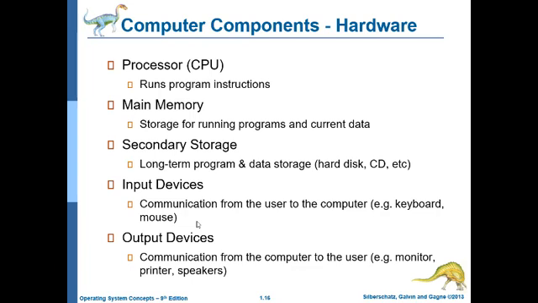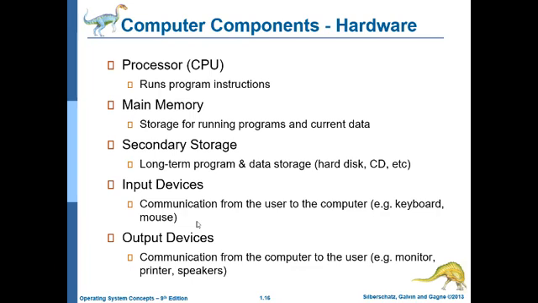Then you have main memory. In main memory, what you can see is that it is storage for running programs and current data. What are running programs? When you install a program into a computer system, actually it is stored in the secondary memory. After main memory, we have secondary memory. So when you copy or install a program into a computer, it is actually there in the secondary memory. It is stored permanently. If you delete it or uninstall it, then it will be removed. Otherwise, it will be there.